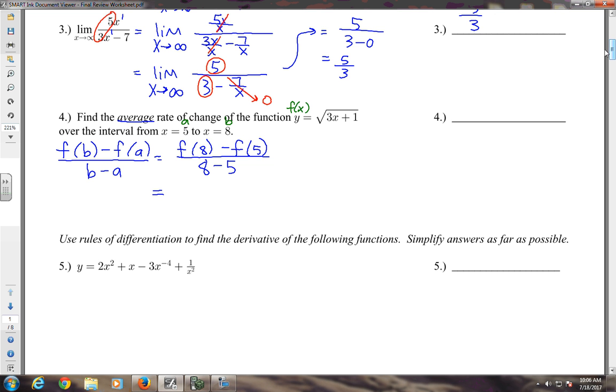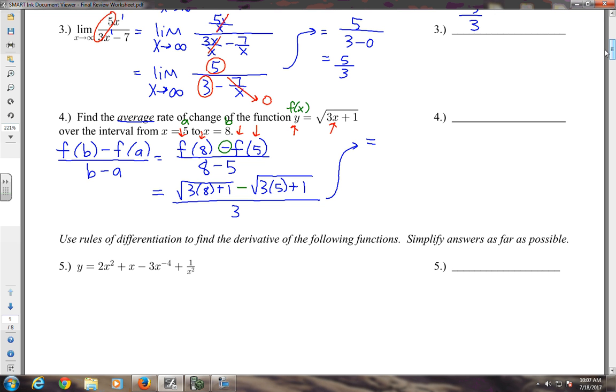So to evaluate f of 8, we simply find the function f, and we plug in 8. We know our function f is given over here, so I'm going to plug 8 in for x. I end up with 3 times 8 plus 1 over a radical. Next, I'm going to subtract f of 5. So I'm going to go to my function this time and plug in 5 for x. We have 3 times 5 plus 1 under the square root. In the denominator, we have 8 minus 5. We can go ahead and calculate that as 3.